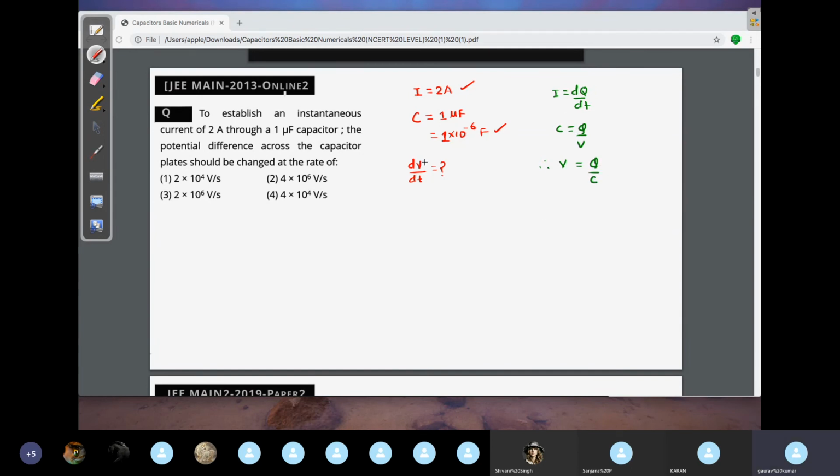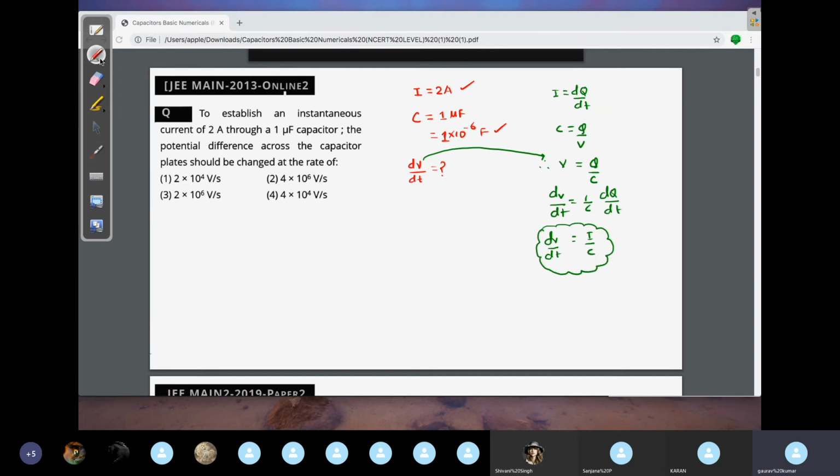Therefore, what we need is dV by dt, no? So we can write it here. We differentiate both sides. dV by dt will be 1 by C times dq by dt. That is I. So we have to calculate only this: I by C. So we got the formula. It's as simple as this.